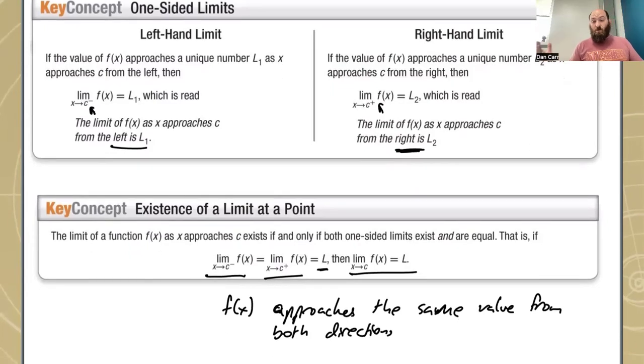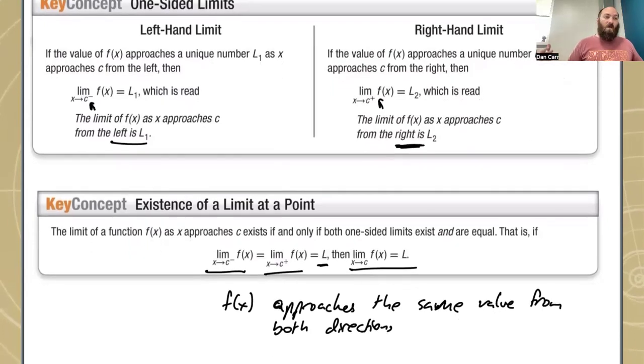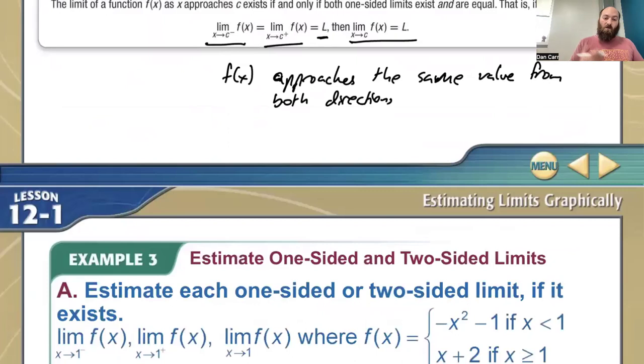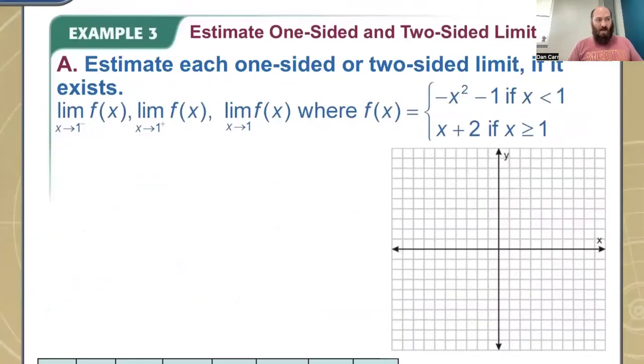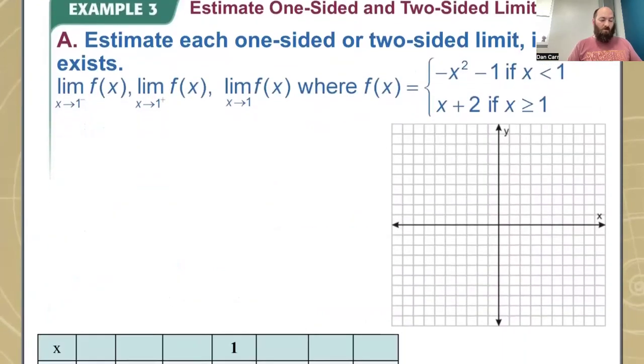Okay, as long as it approaches the same thing from both directions, then we have an overall limit that exists. So far, that's what we had in both of our examples. For our last one, we're going to see something that doesn't quite do that. Let me show the graph real quick here. We're going to be approaching as x approaches 1 from both the left hand and right hand, and then the overall. Okay, notice how in my piecewise function, 1 is my cutoff point.